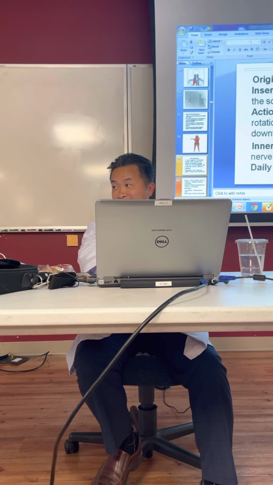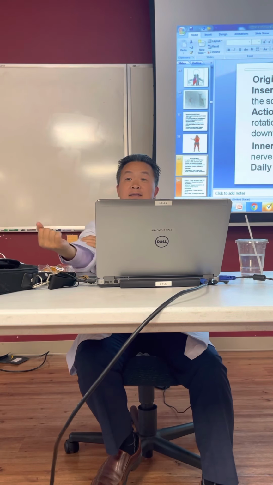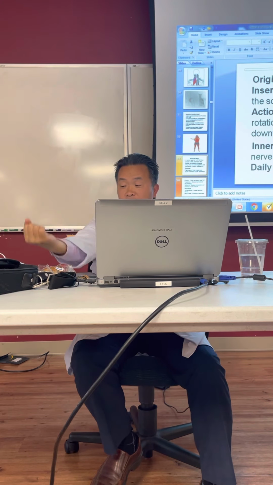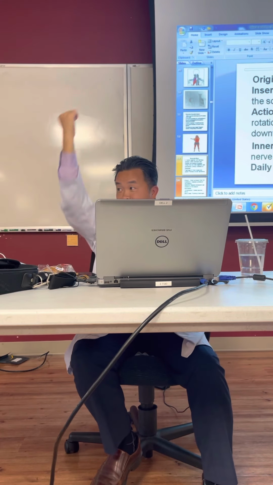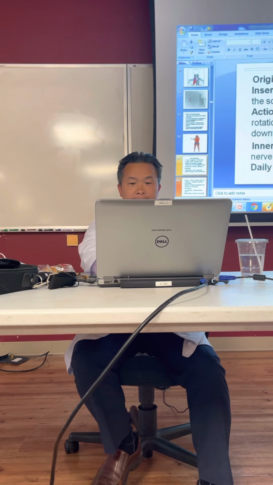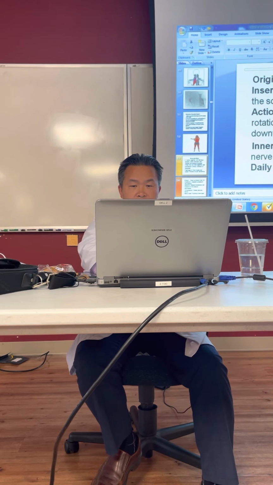Which one? No, the long head is outside. The short head attaches to the coracoid process, and it flexes, and also flexes the whole arm like this. So the action of the Pec Minor is scapula protraction and rotation, like pushing a door open.